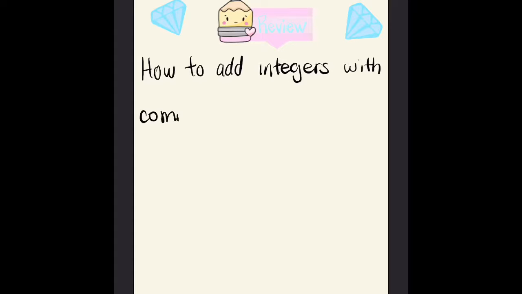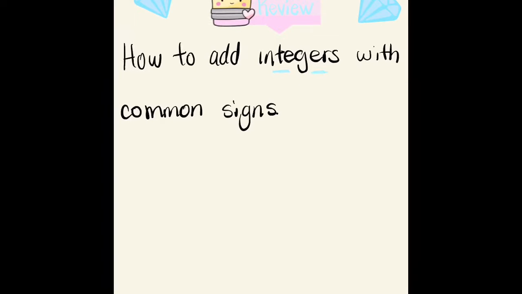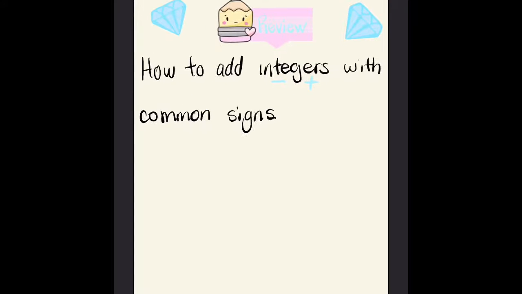All right, let's continue. Yesterday we learned or reviewed how to add integers with common signs. So I'm going to write that. We learned how to add integers with common signs. Okay, and we talked about how integers are just numbers that either have a negative or a positive value, and the word common is just another word for the word same.